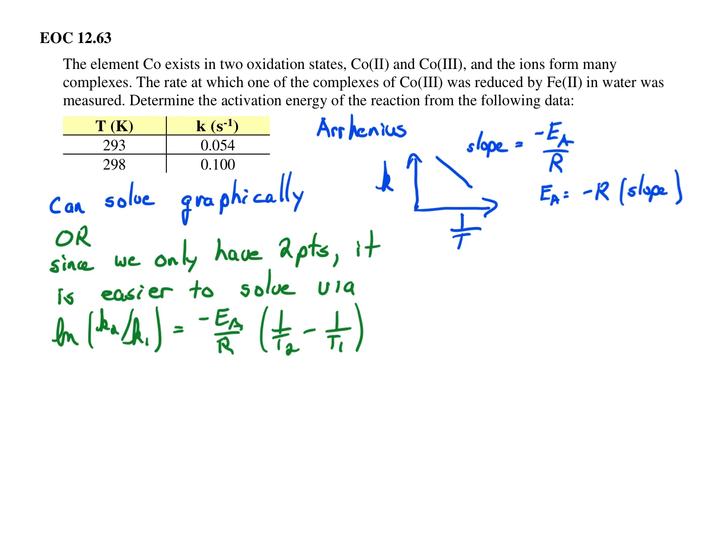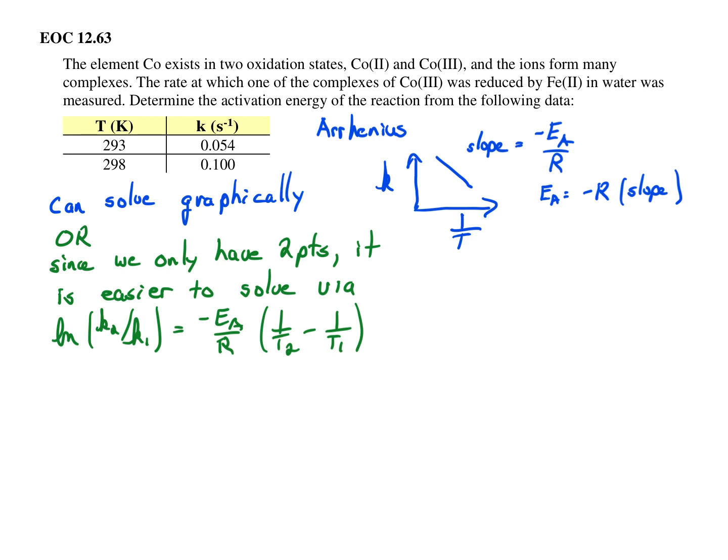We could do an Arrhenius plot where we plot ln K versus 1 over T, and our slope would give us minus EA over R. So once we have our plot, we calculate our slope, multiply it by minus R, and we get our activation energy. It's a graphical solution. But since there's only 2 points, an easier method is to solve via the following equation, where we put in these values and we can solve for EA.